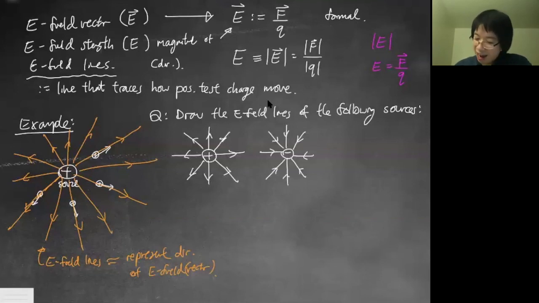Now, how about if I have a positive charge and a negative charge together? So I have two sources like this. How do you draw this? Again, the trick is, if you know how a positive charge moves, you know the field lines around it. You first draw near here and near here, and try to connect the dots, to connect the lines.